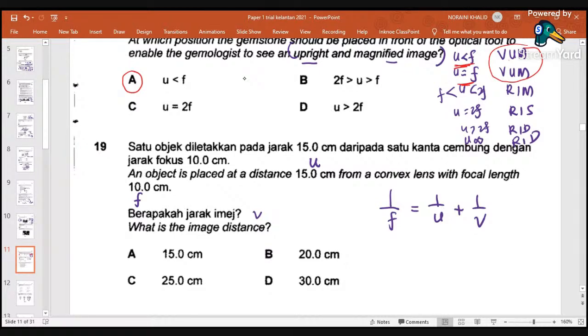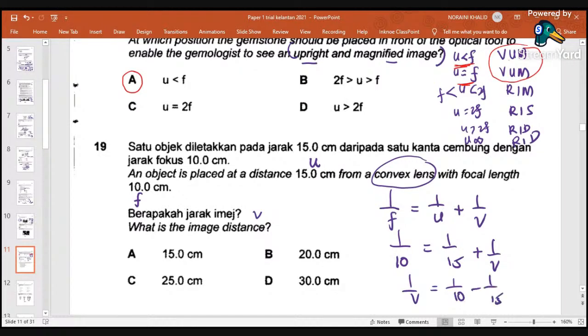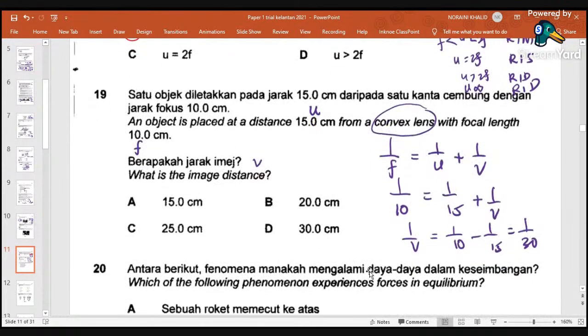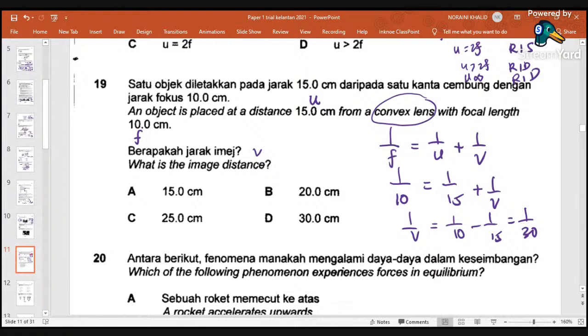So this is convex, so the value of F is positive. 1 over 10 equals 1 over 15 plus 1 over V. Okay, so we get V equals 30 cm. Answer D. This is reciprocal.